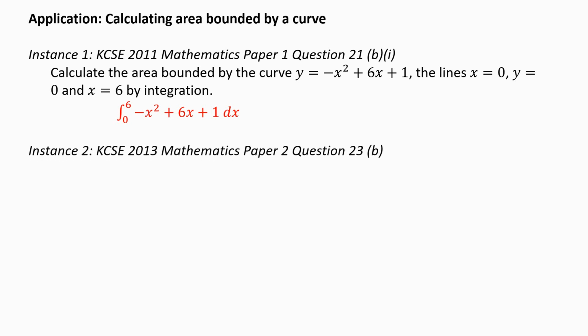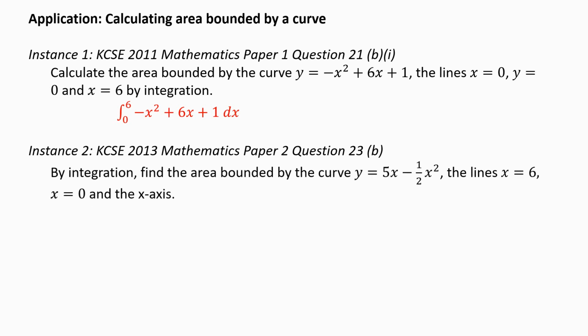Instance 2 is KCSE 2013 Mathematics Paper 2, Question 23, Part B, where you are supposed to, by integration, find the area bounded by the curve y is equal to 5x minus a half x squared, the lines x is equal to 6, x is equal to 0, and the x-axis. This is the integration of 5x minus a half x squared between 6 and 0.